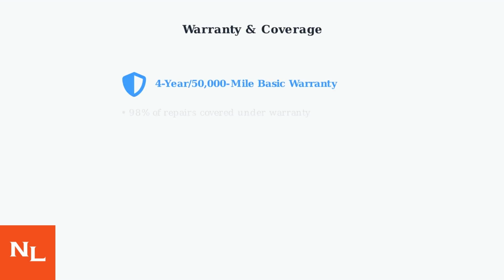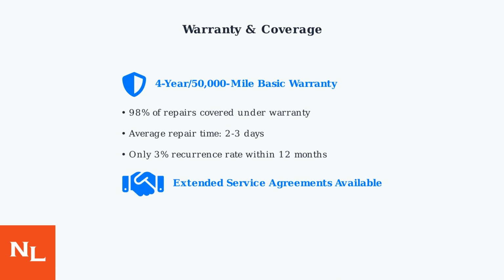Most repairs are covered under Tesla's 4-year, 50,000-mile basic warranty. 98% of climate control repairs fall under warranty coverage. For out-of-warranty vehicles, consider Tesla's extended service agreements.